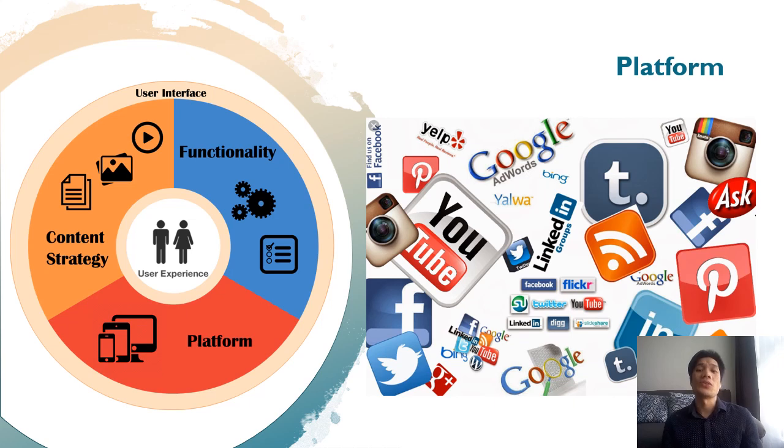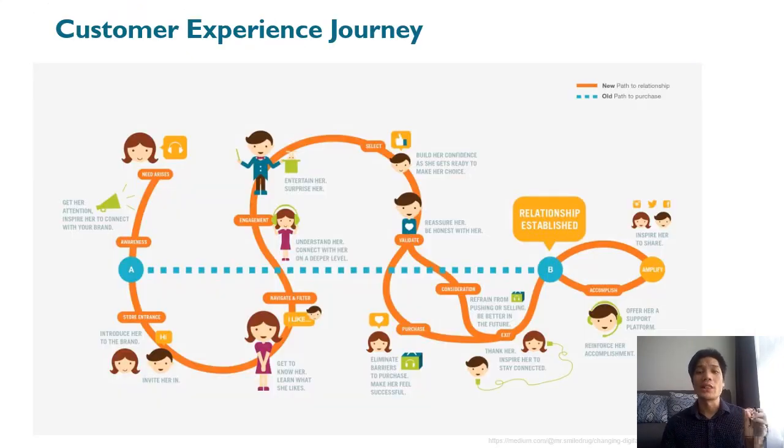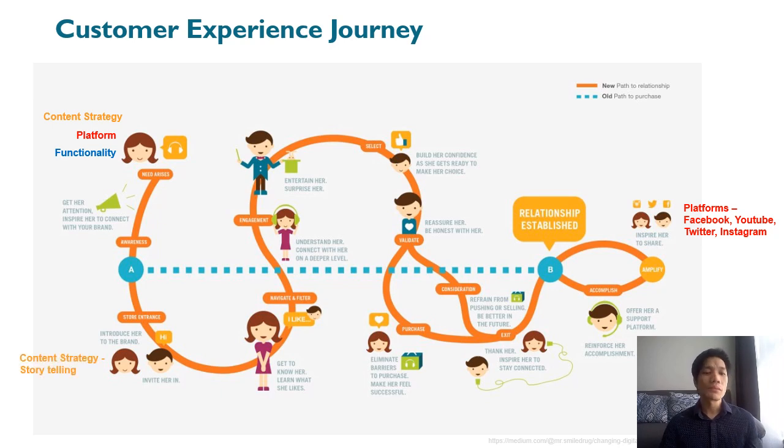And then finally is also the platform. There are so many different platforms that you can use, not only on social media, but also on websites and blogs and networks. You have to think about where you're going to reach your audiences. So if I were to superimpose these three things onto the customer journey, this is something that you might see. Let's say I have a customer journey of content strategy, platform, and functionality.